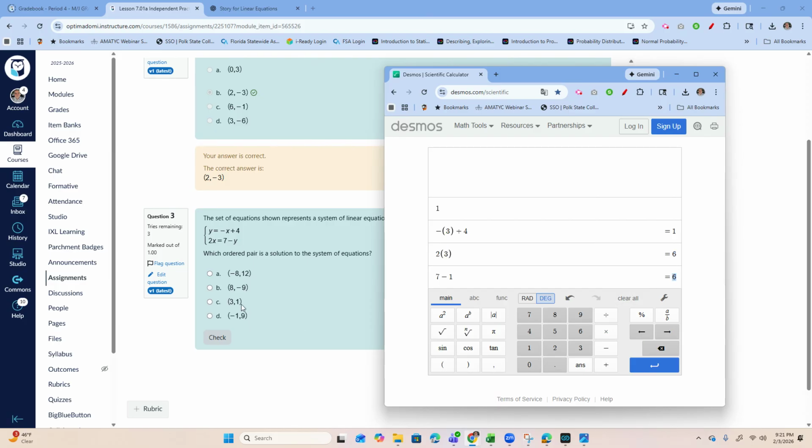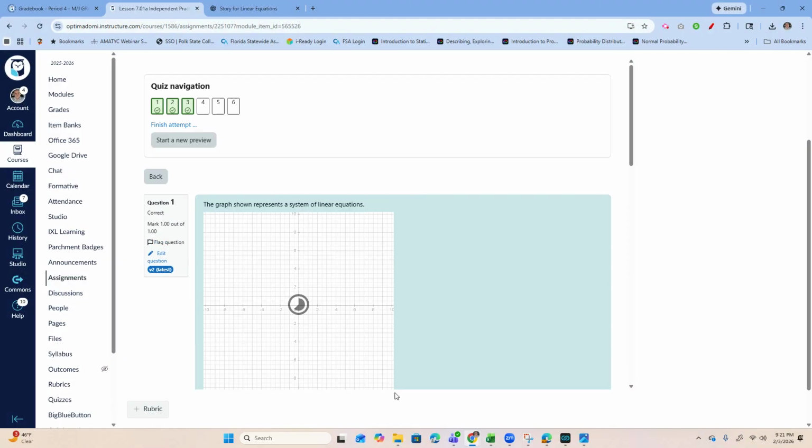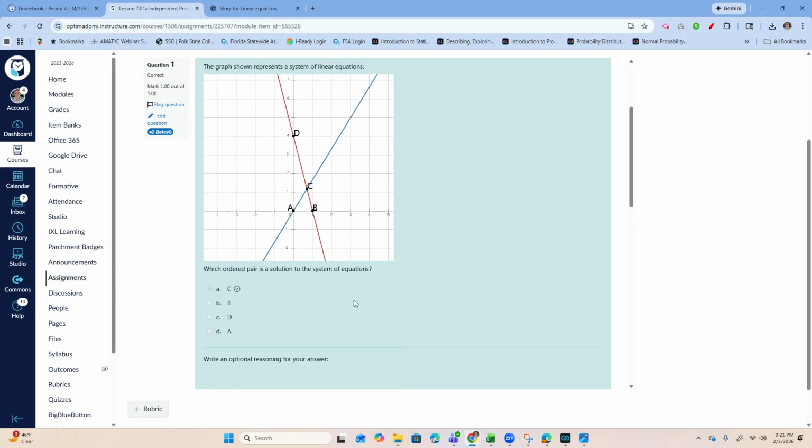So what does that mean? That this pair, 3, 1, worked in the first equation, and it also worked in the second equation. That's why I'm going to choose letter C. And you can see I did it. Let's go to the next problem.